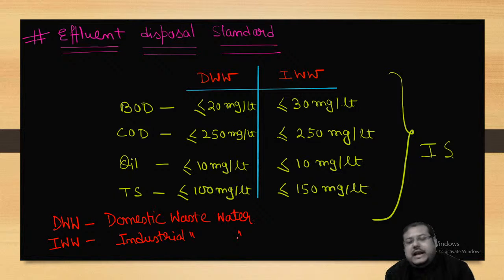So BOD less than 20 milligram per liter for domestic wastewater, for industrial wastewater less than 30 milligram per liter. For COD, in both cases it is less than or equal to 250 milligram per liter. Oil less than or equal to 10 milligram per liter. Total solids for domestic wastewater is 100 milligram per liter. For industrial wastewater it is 150 milligram per liter, and this is for the Indian standard.